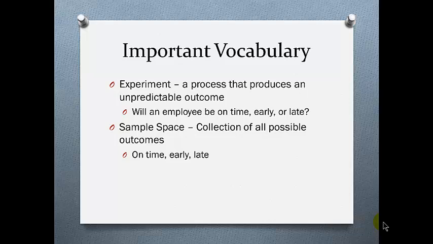I'm going to see when this employee comes into work tomorrow. Another important term is what's called the sample space. It is a collection of all possible outcomes or results to an experiment. So if I'm looking at this employee, the sample space, the possible events are on time, early, and late. Those are all the possible results that can come out of this experiment. Now, an event is what actually occurs out of the experiment. Let's say the employee ended up being early. Early is an event that happened. Notice the sample space is a collection of all possible events.